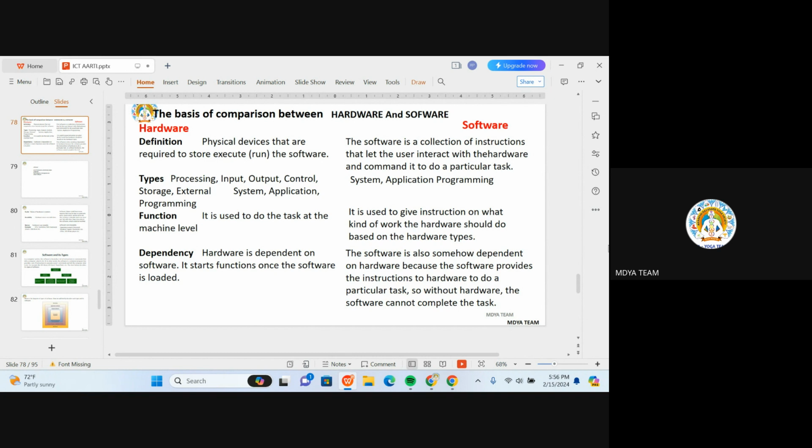Or you can understand it like this: your mobile is okay, but there is no application in your phone, nothing in your phone, no internet. How will you work? Without software you can't work. So both are dependent on each other.